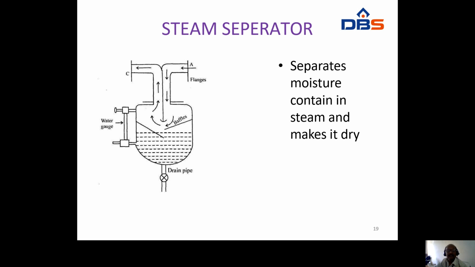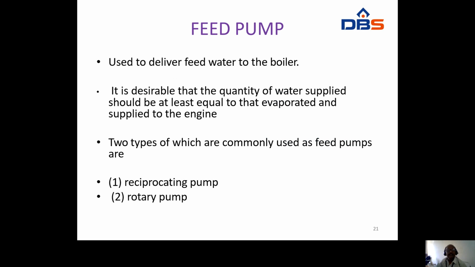This is a steam separator. The steam is coming here, and there will be some baffles. When the steam contacts the baffles, if there is any moisture, the moisture will be separated, and this separated moisture is collected at the bottom. The saturated steam we get from this end at point C. Then the feed pump: using the feed pump, we can increase the pressure of the water. There are two types of feed pumps, reciprocating pump and rotary pump.